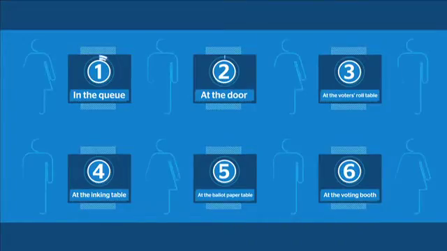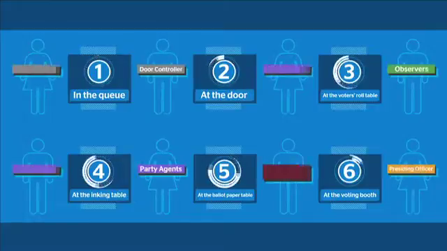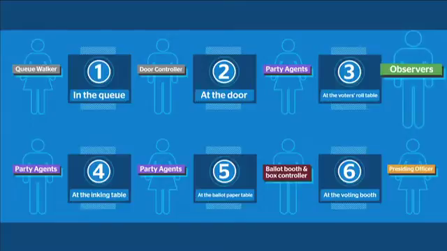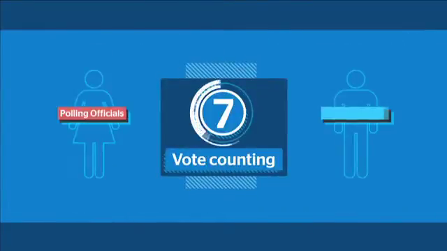So to rig an election, it would involve the participation of people at all stages of the process. It would include presiding officers, observers, party agents, polling officials, and even auditors.